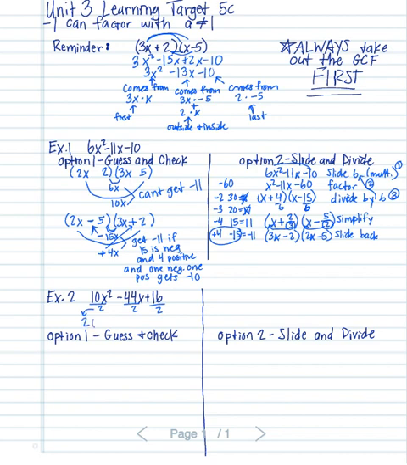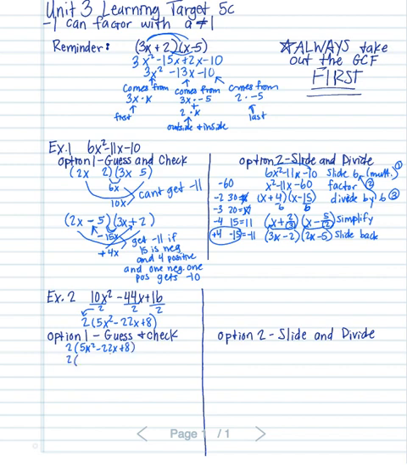What we have left goes in the middle. 10 divided by 2 is 5x squared. Negative 44 divided by 2 is negative 22x. 16 divided by 2 is 8. Alright, option 1, guess and check. 5x squared minus 22x plus 8.